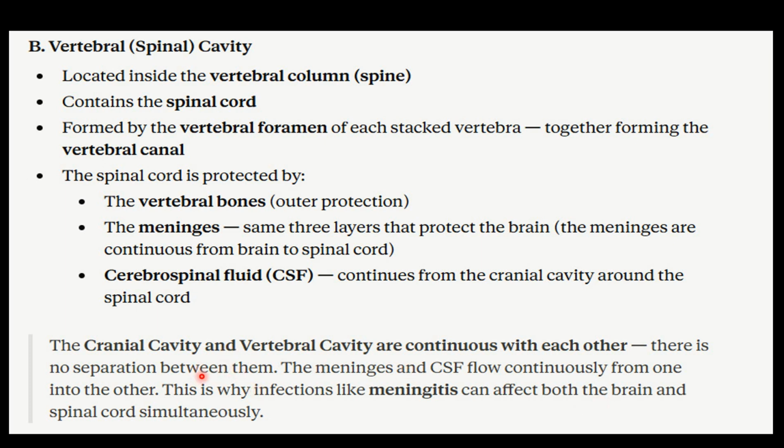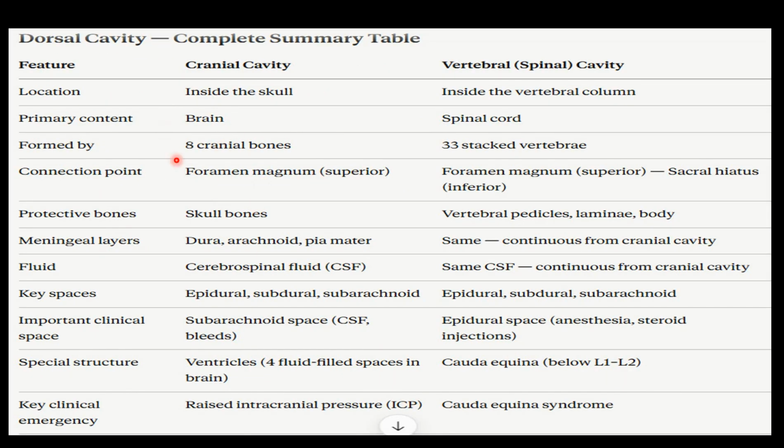So this is the issue, right? It's a kind of drawback. If this kind of infection occurs, it can affect both the brain and the spinal cord. Now let's quickly compare these things.